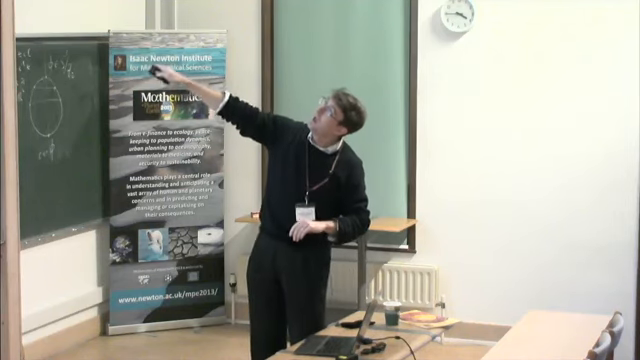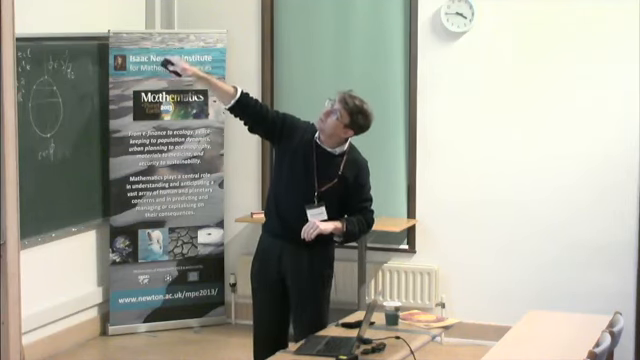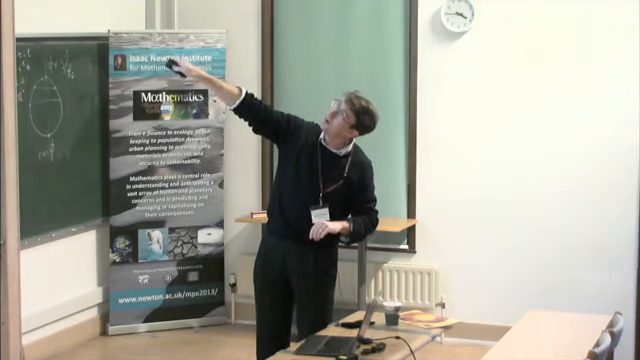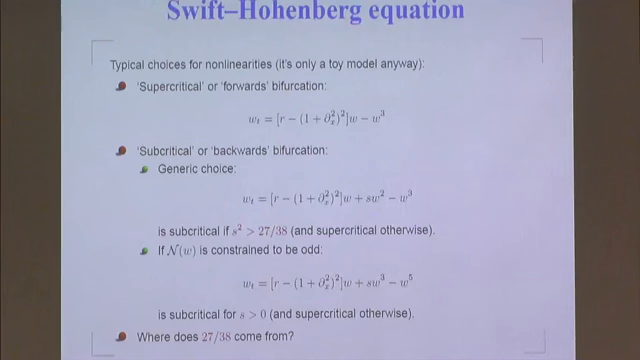Nothing complicated. And so if I pick something that looks like minus w cubed, then this is something that sort of looks a little bit like a kind of supercritical pitchfork bifurcation. And this is generally called the supercritical case.